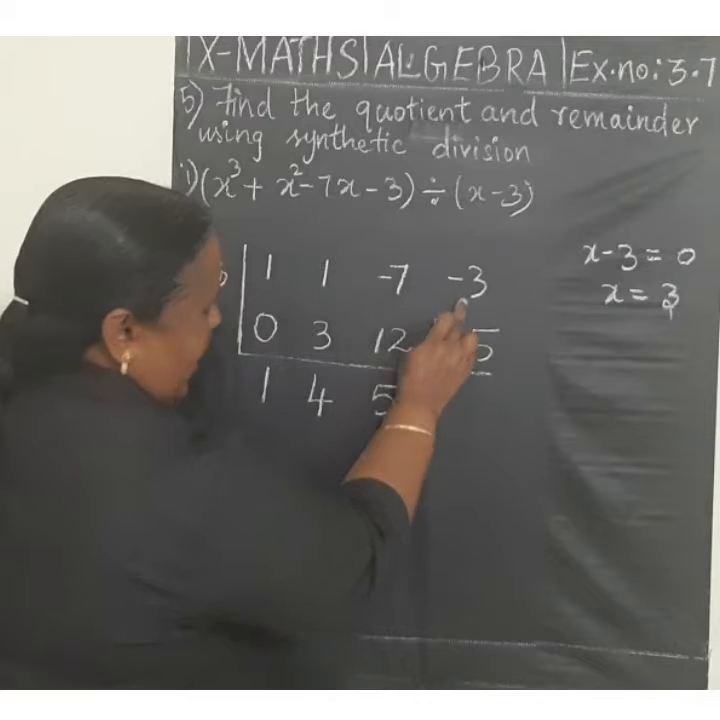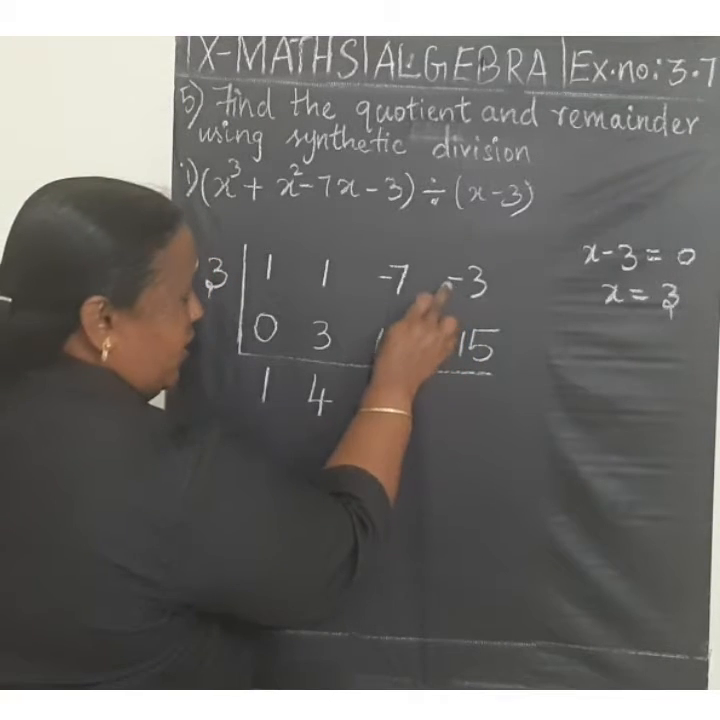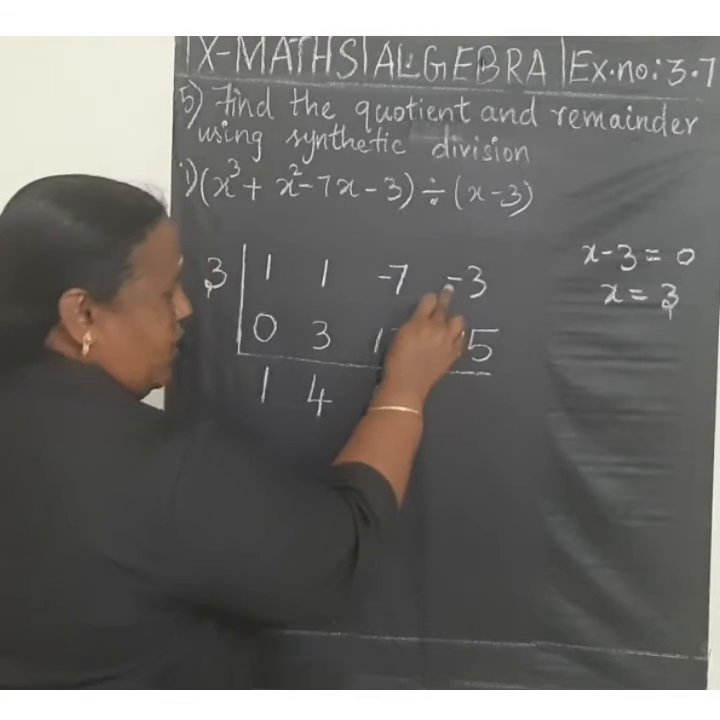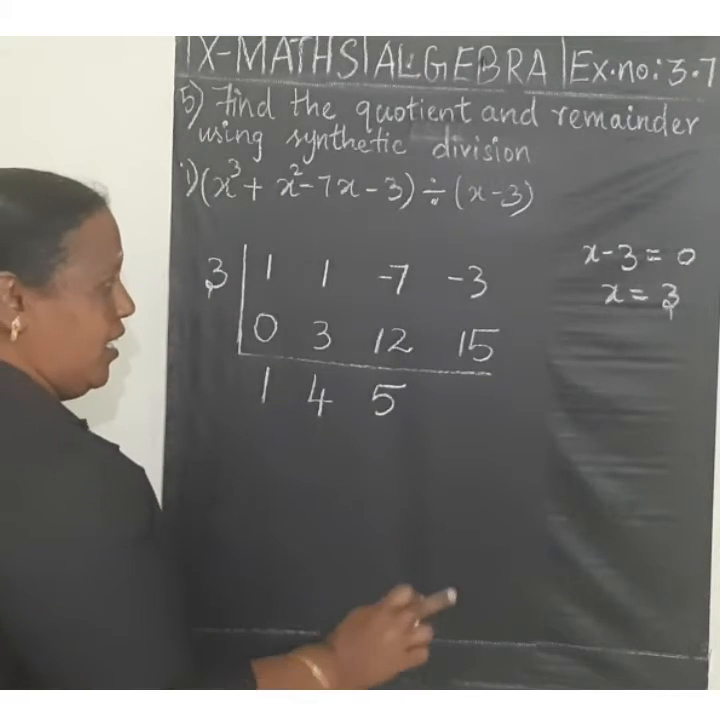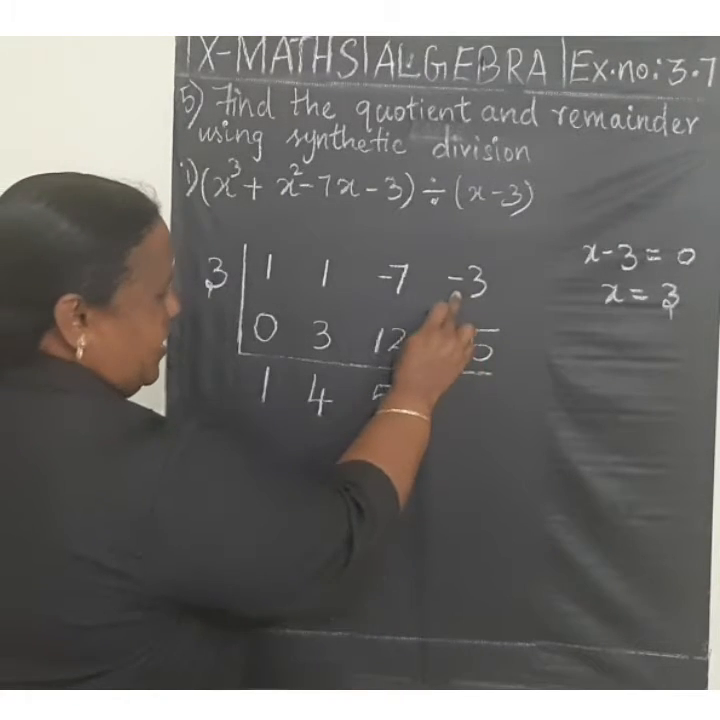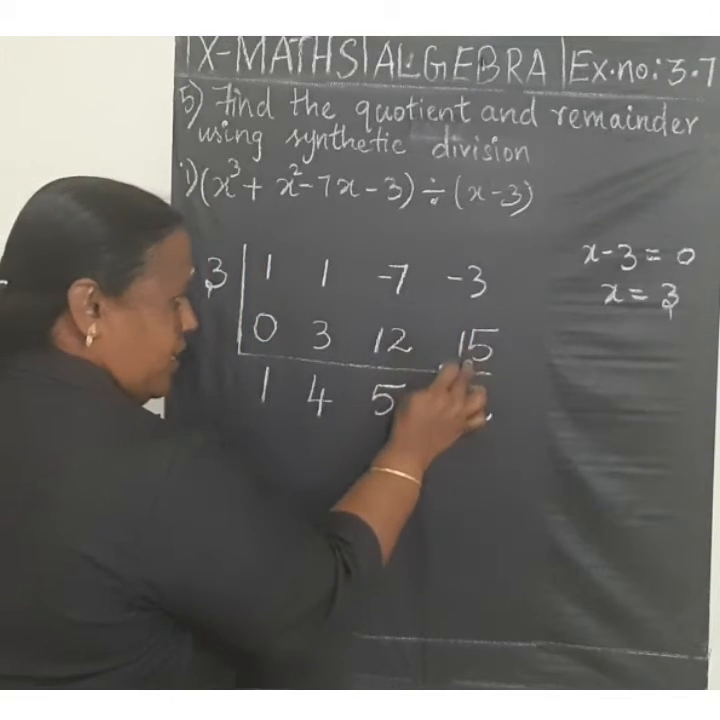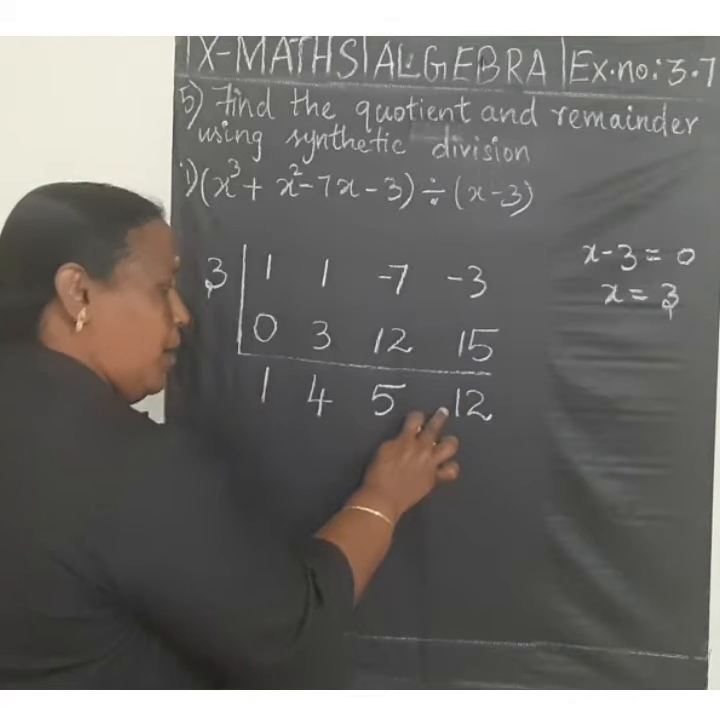Now next we have to add this 3 and 15. But here minus 3 and plus 15 is there. One is in minus sign, another one is in plus sign. So we have to subtract here. So 15 minus 3 is 12. Then here the greater number is 15. Before the greater number plus sign is there. So we have to write here plus 12.